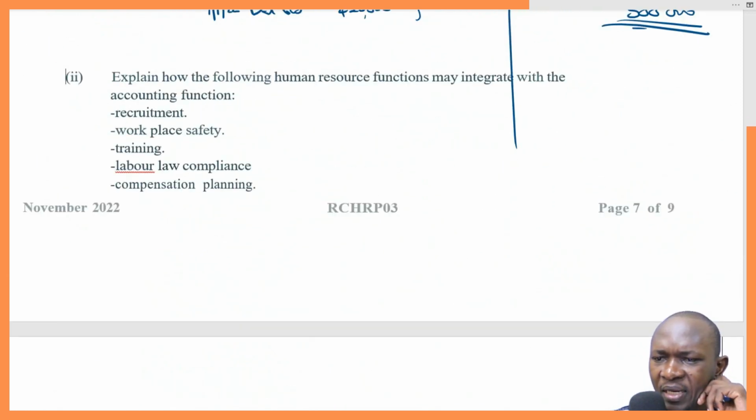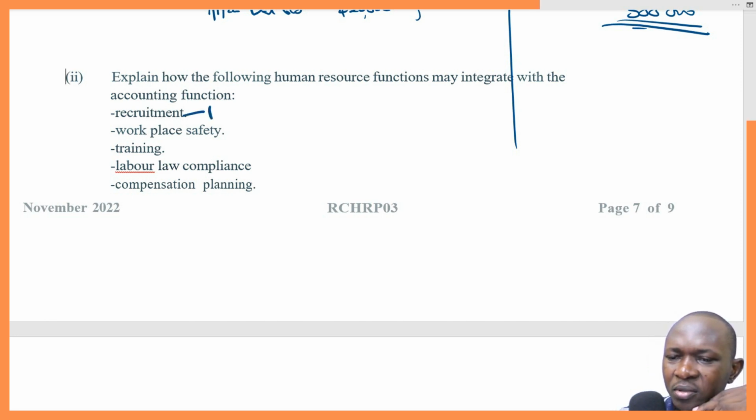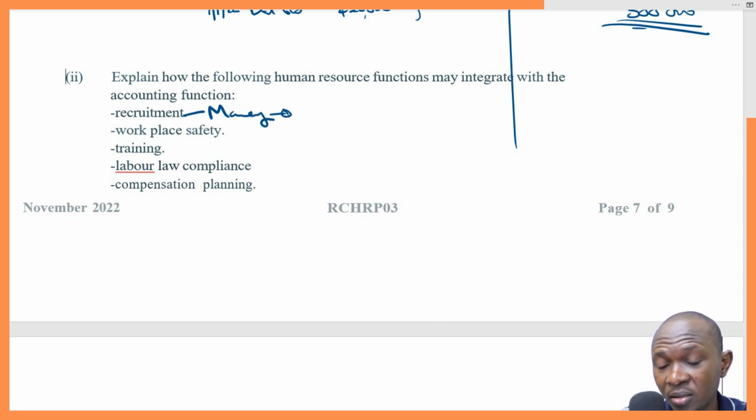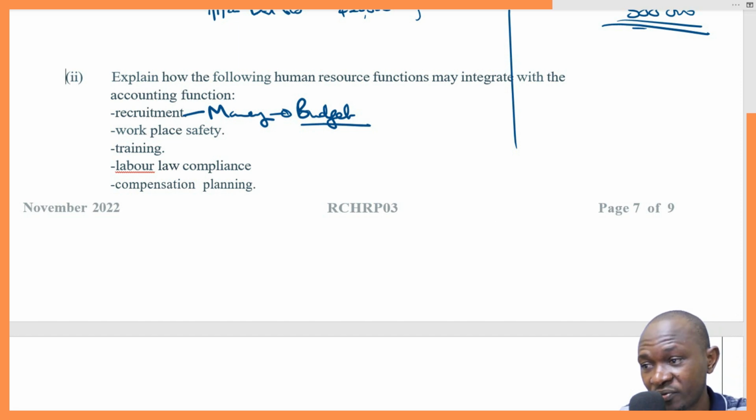So, explain how the following human resource functions may integrate with the accounting function. Recruitment. How can recruitment integrate with the accounting function? Recruitment involves use of money, and now that it involves money, there has to be a budget for it. That's how it integrates with the accounting function.